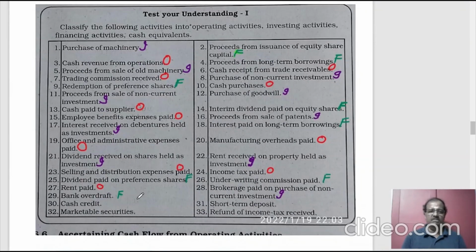Yeah, there is also another illustration. This is taken from the NCERT book, Test Your Understanding. As you know, here you have got 33 activities, a list of activities. Each and every activity is also indicated with different colors accordingly: investing activity, financing activity, operating activity, okay. Here also, I would like you to classify. Under investing activity, purchase of machinery means investing activity cash outflow.